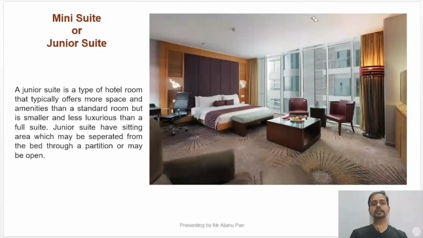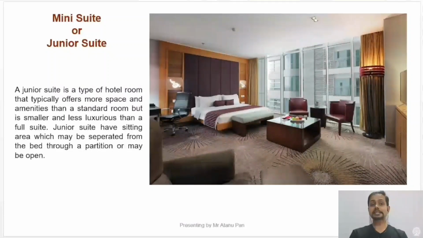Now the next thing comes, which is actually similar to the suite, that is called mini suite or junior suite. So from the name only you can understand it is also a suite, but it is smaller, mini or junior, smaller than the main suite rooms. All right. So as the space is less here, but again the name is suite. So what we learned in the definition, a room which is having a sitting area along with the bedroom.